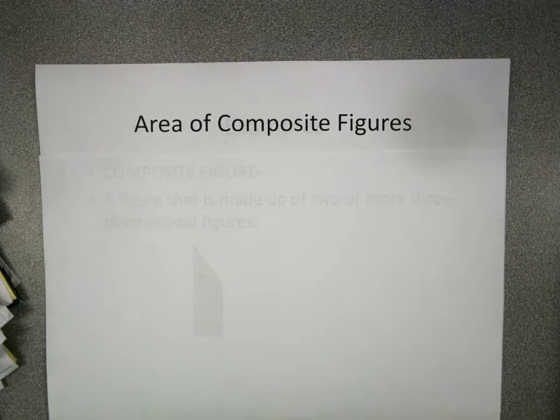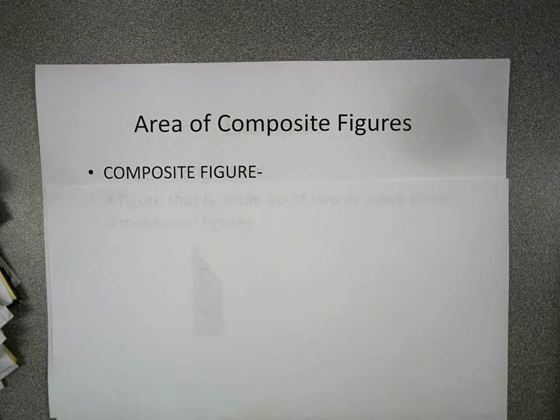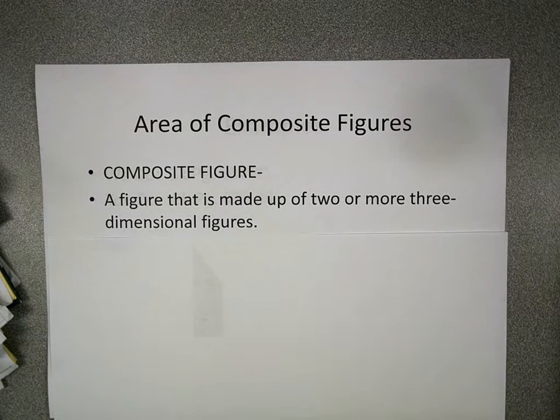So you might be thinking, what's a composite figure? Well, that's good because that would be our very first vocab word. Actually, our only word. So, composite figure, everyone? Composite figure. Your book says it's a figure that is made up of two or more three-dimensional figures. That is a little confusing because while that's true, today we're going to talk about composite figures that are only two-dimensional. The vocab word in the back is basically for another lesson. Today it's only about two-dimensional figures.